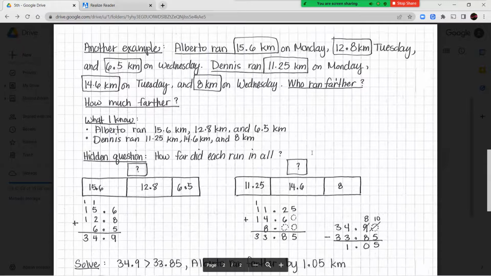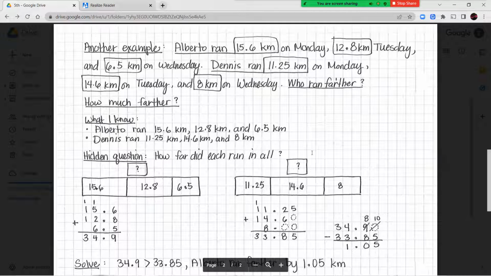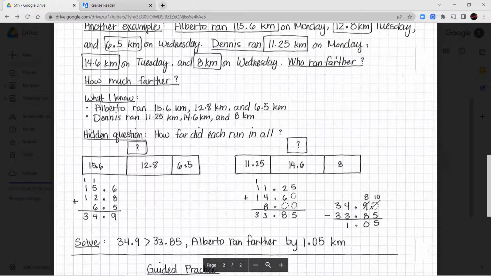Let's take a look at our next example. Alberto ran 15.6 kilometers on Monday, 12.8 kilometers on Tuesday, and 6.5 kilometers on Wednesday. Dennis ran 11.25 kilometers on Monday, 14.6 kilometers on Tuesday, and 8 kilometers on Wednesday. Who ran farther and how much farther?